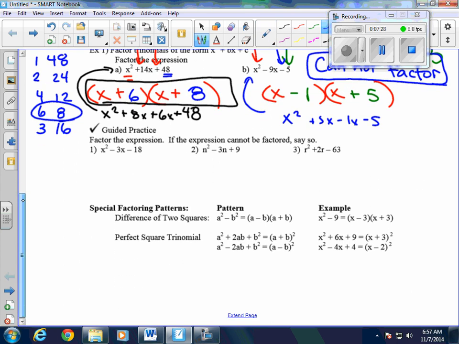All right, so quickly, go ahead and try to factor questions 1, 2, and 3. You can pause the video, hit play when you're ready.